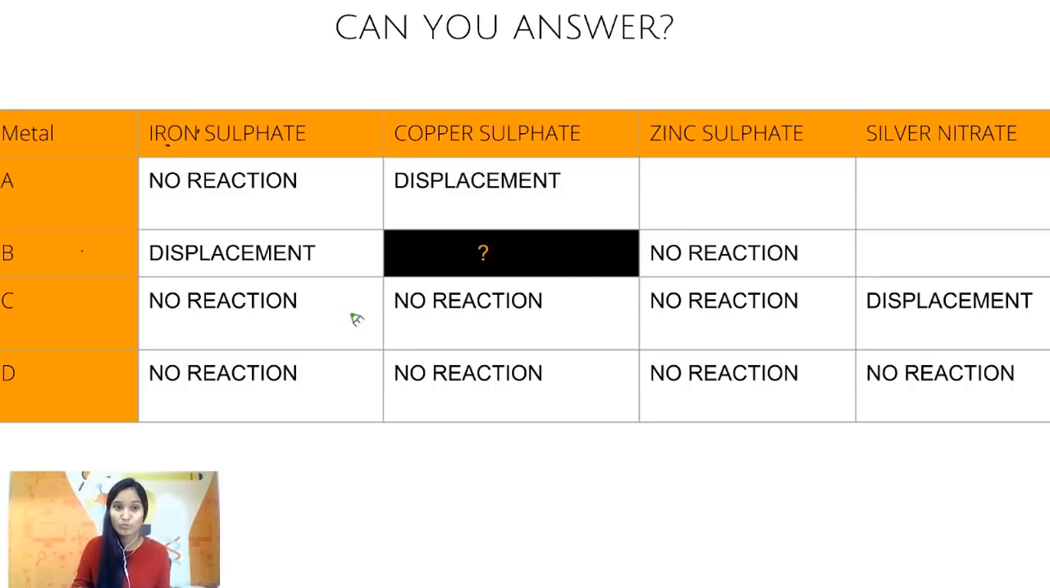Then, what about metal B? Metal B, in presence of iron sulfate, undergoes displacement. But the question now is, what could be its behavior in presence of copper sulfate? So, your time starts now. You have 30 seconds of time to answer this. Hurry up. What is behavior of metal B when it is exposed to a solution of copper sulfate?